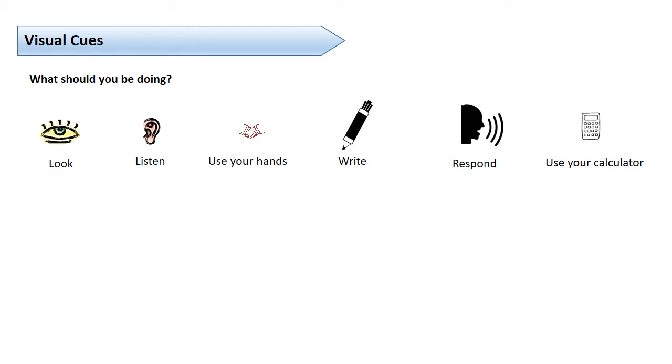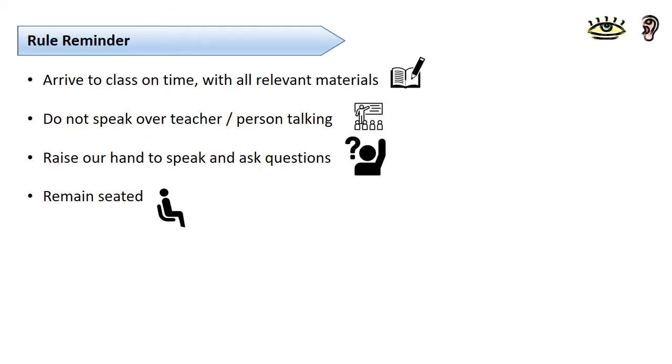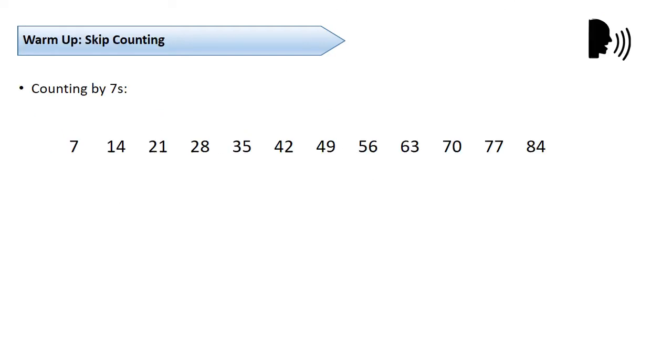So usual visual cues, keep an eye out for those if you're unsure about some class rules, in case you've forgotten how to be in a classroom. And of course our really quick warm-ups here. So all we're doing, we're remembering our factors of 7, okay? So make sure that we count along with me.